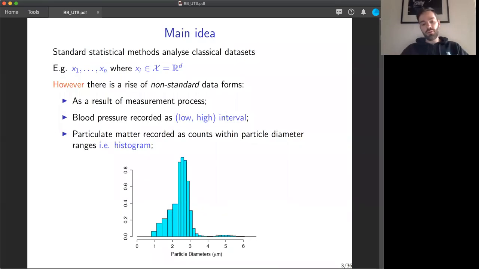The plot that you can see at the bottom of the slide is an example of, if I remember correctly, PM10, particulate matter 10.